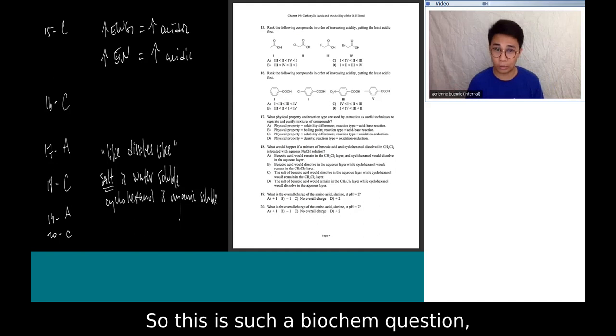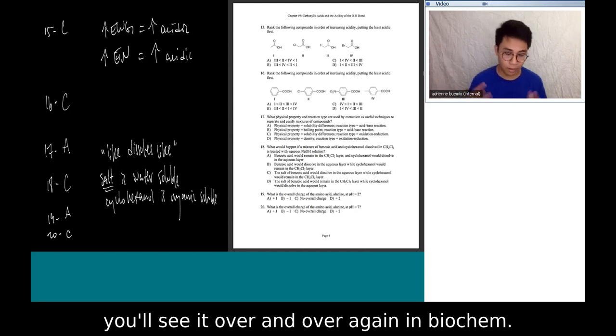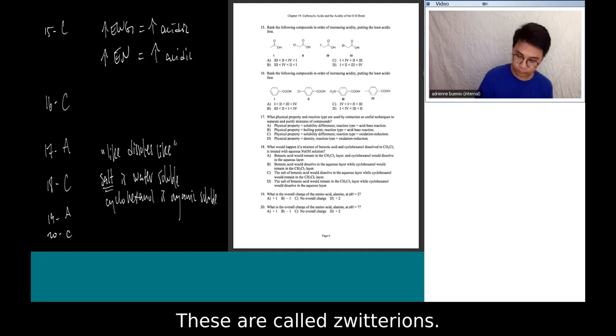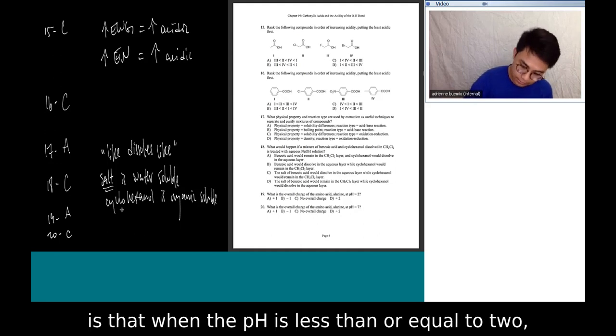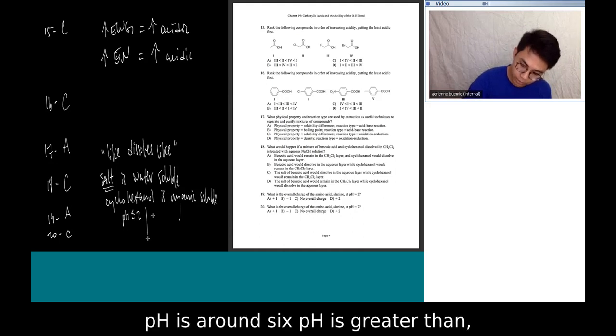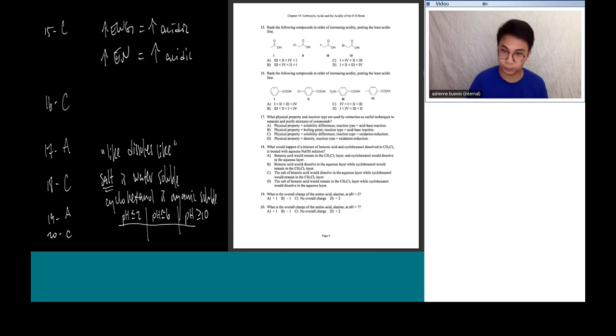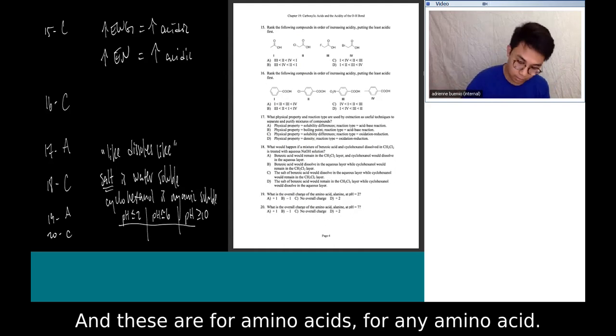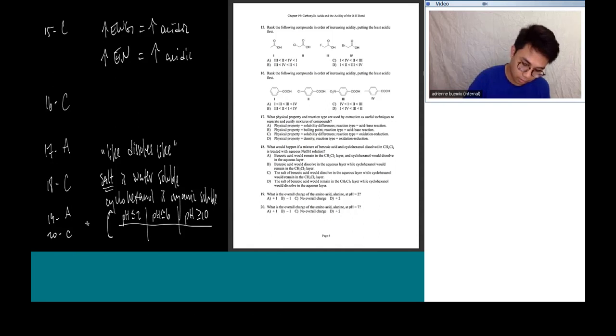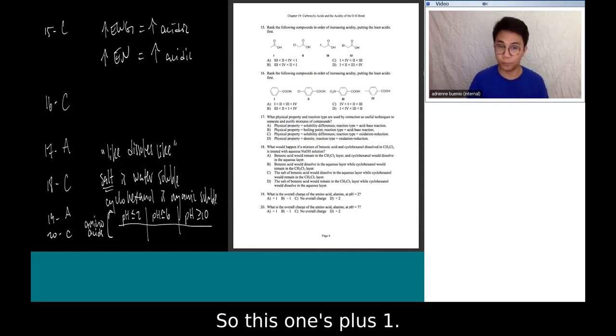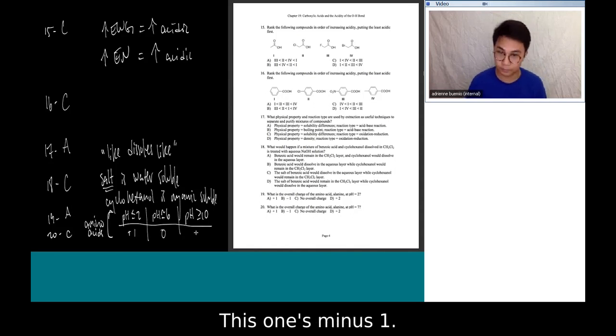So this is such a biochem question. You'll see it over and over again in biochem. These are called zwitterions, right? But the only thing you really need to know is that when the pH is less than or equal to 2, pH is around 6, pH is greater than or equal to 10. And these are for any amino acid. So this one's +1, this one's 0, this one's -1.